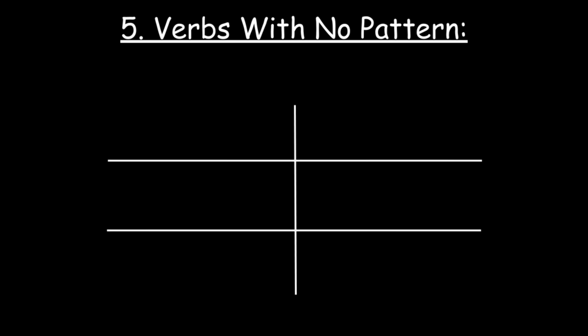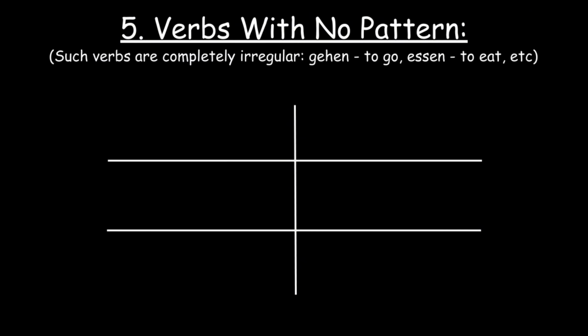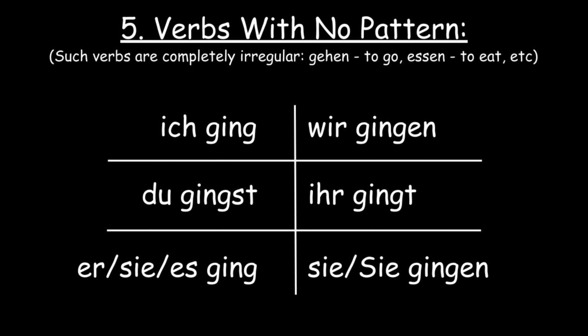After fully knowing stem-changing verbs in the Präteritum, now we have to see verbs that have no pattern to follow whatsoever. In special cases, such verbs are completely irregular and therefore they need to be memorized, like gehen and essen. Gehen in the Präteritum will look like this. Ich ging. Du gingst. Sie, es ging. Wir gingen. Ihr gingt. Sie gingen.